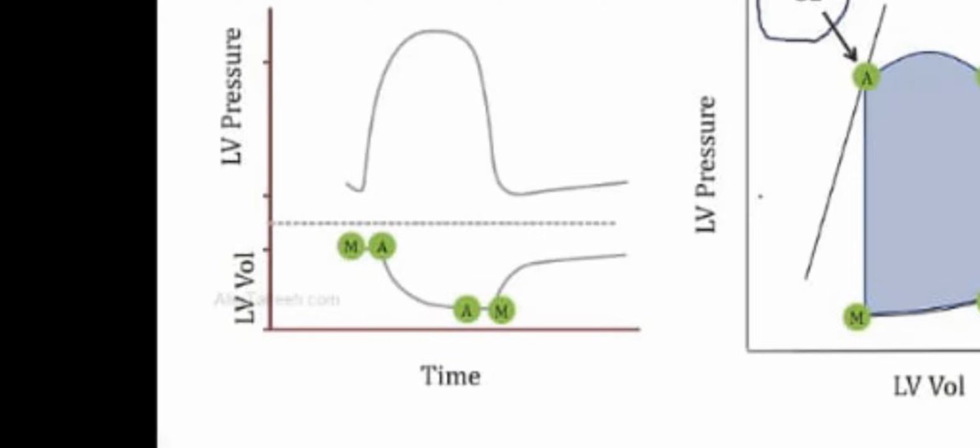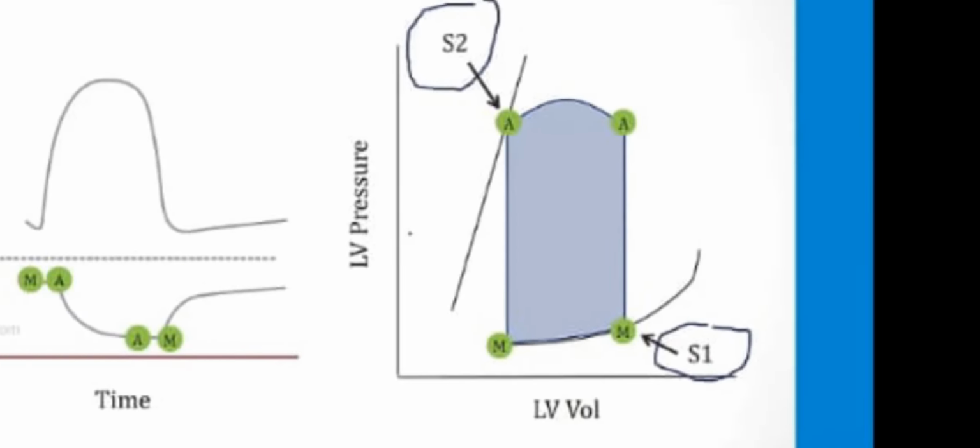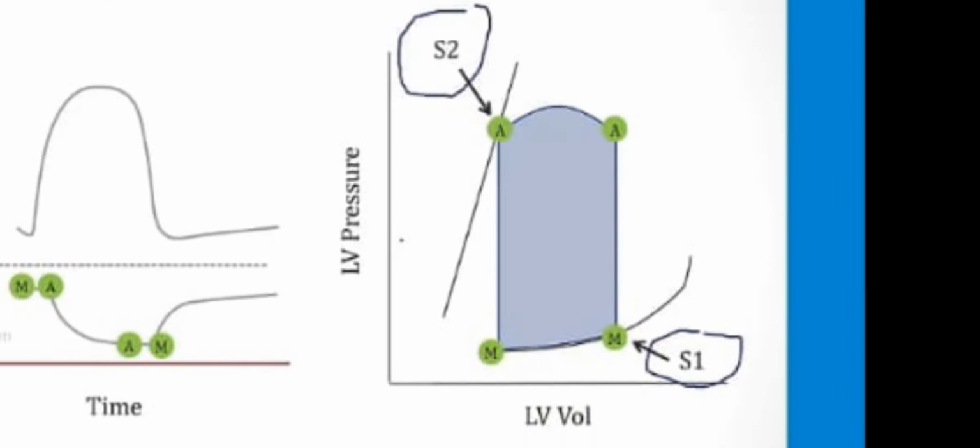Then volume will decrease, aortic valve will close, then mitral valve will open, right? Again the volume will increase. And over here in this graph, mitral valve is the first one that is open, right? So the volume will increase, then the mitral valve closes, that will produce S1 sound.